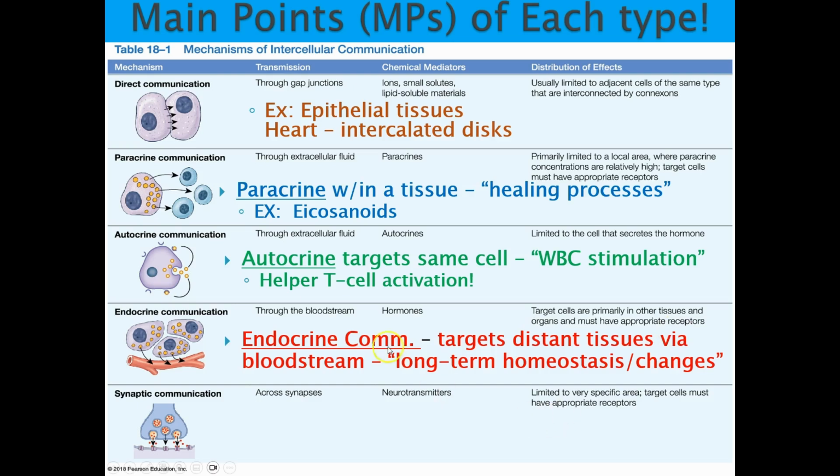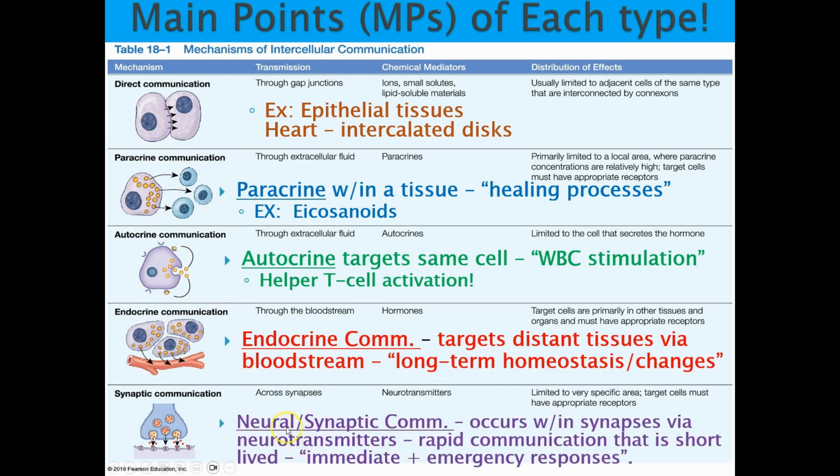Synaptic communication, of course, we associate with the nervous system. So you can think of it as neural communication or synaptic communication. This is within synapses, and it's the use of neurotransmitters. Neurotransmitters are the chemical signal for neurons. Hormones are the chemical signals that travel in blood. Paracrine is chemical signals within local tissue, where you can put extracellular fluid, or you might want to add the term interstitial fluid. I often use that. All right, but notice neural communication or synaptic communication is rapid.